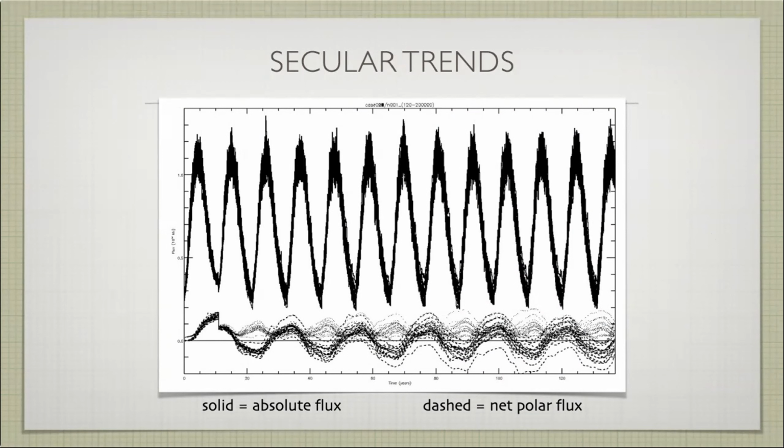The question of polar field reversals. The polar field polarity has a signature in the interplanetary magnetic field, which has a signature in the geomagnetic field, which we can measure. And we know that since 1844, the polar field has reversed in every cycle. So that's an observational fact.